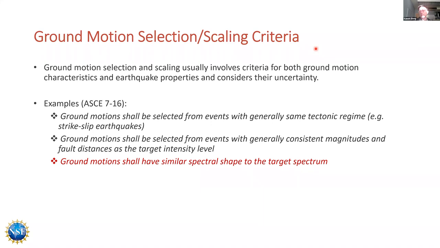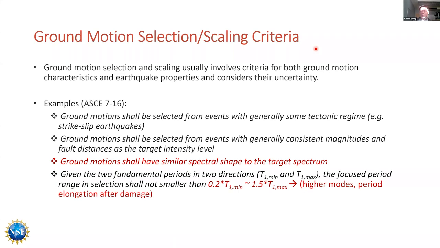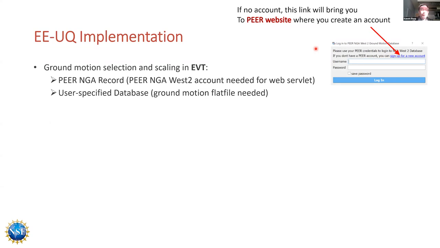In the nonlinear response analysis for MDOF systems, you have higher mode effects and also period elongation due to the damage. So an appropriate period range helps us get better estimates of the real responses. Following that point are the period range guidelines, where you need to fit the target response spectra within that period range. So with this said, maybe we can jump into EE-UQ to see how we actually implement the ground motion selection and scaling.